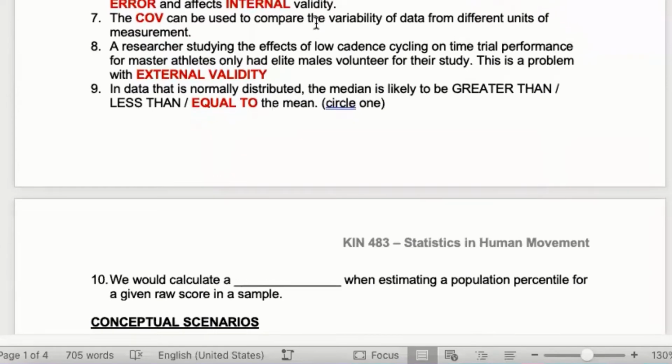Oh, and just while we're on that, the criteria for those, remember, is that if your Z skew or Z curt value is within negative 1.96 or positive 1.96, then you have normally distributed data, or your sample is relatively normally distributed.